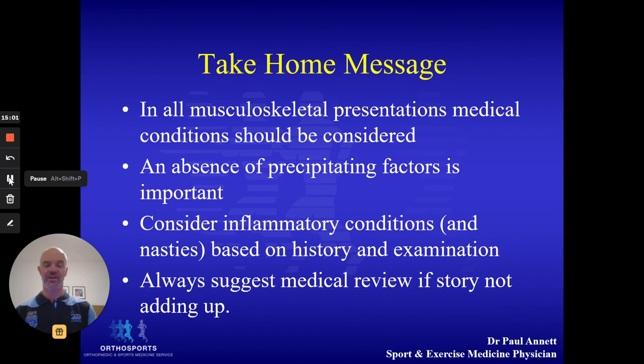Even though sometimes it feels like we're at the end of the line for review, a well-trained GP or sports medicine physician will always be able to add to the diagnosis of medical conditions in your musculoskeletal patient.